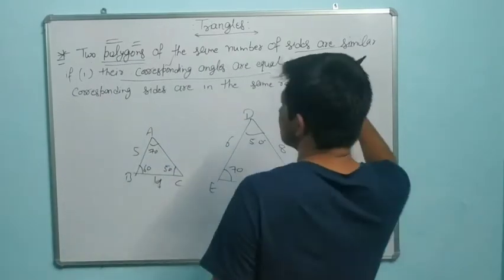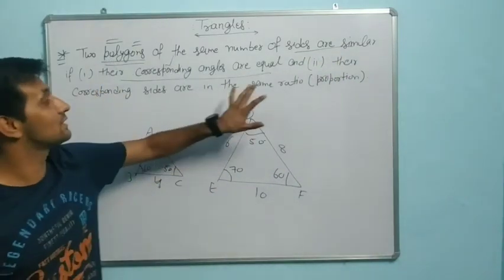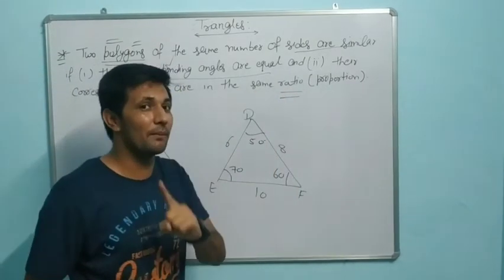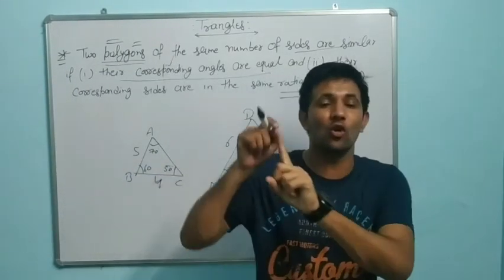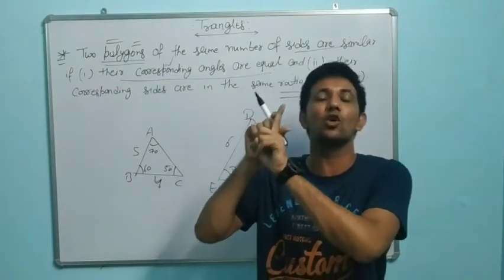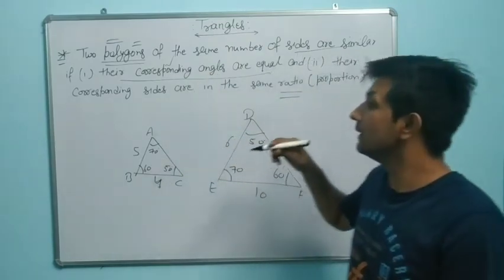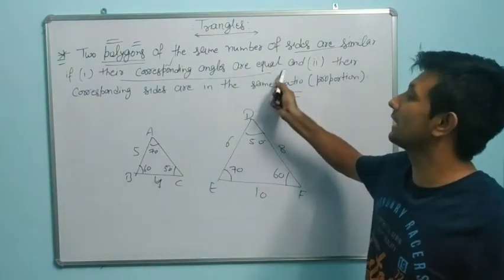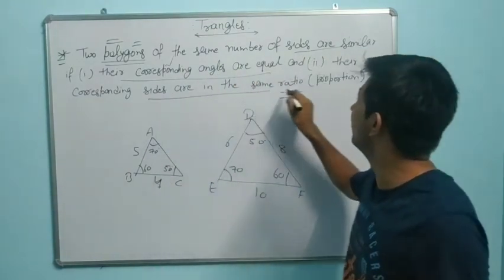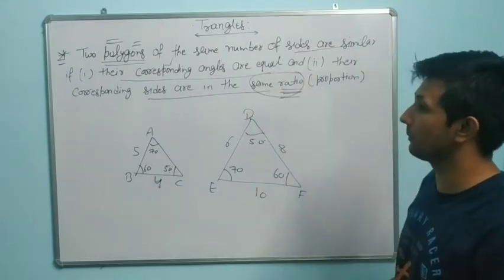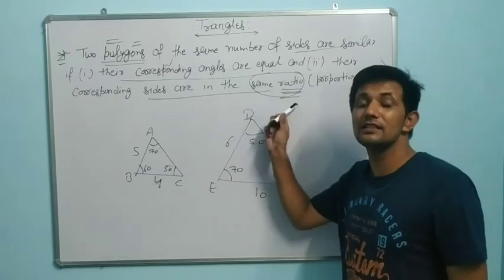Or second, their corresponding sides are in the same ratio. But remember, in congruent figures, corresponding sides must be equal and corresponding angles are also equal. But in similar figures, corresponding angles are equal but sides are always in the same ratio. You have to remember this point. Sides are always in the same ratio.